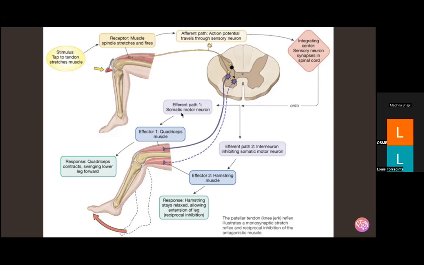And you're going to have two different efferent paths. One is going to go to the quadriceps, which is going to create some pulling of the muscle. And you're going to have relaxation of the opposite muscle, which is the hamstring in this case. So you're going to have some inhibition: use of one muscle while inhibition of the other. Most reflex arcs operate in this way, and there are lots of different reflex arcs which clinicians use to test how well nerves are working. But the patellar tendon is the classic one.